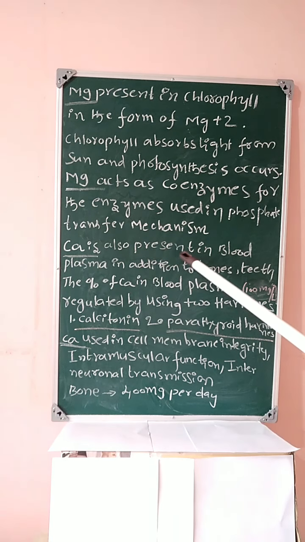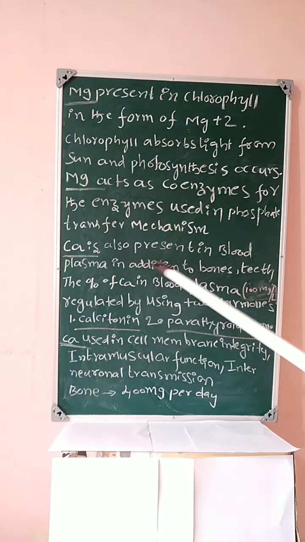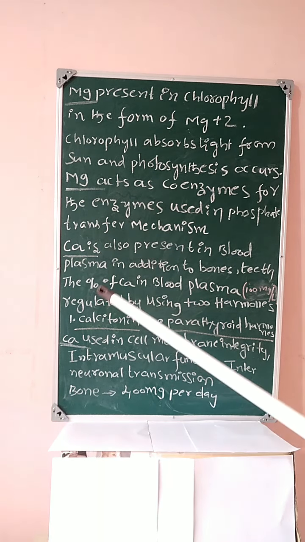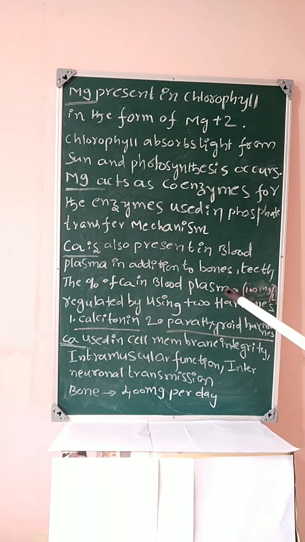Calcium is also present in blood plasma in addition to bones and teeth. We know that the majority of the calcium is present in bones and teeth. In addition to bones and teeth, calcium is also present in blood plasma. The concentration of calcium in the blood plasma is 100 milligram per liter. Remember the value, student. 100 milligrams per liter of calcium is present in blood plasma. That is, 1 liter of blood plasma contains 100 milligrams. A very small amount of calcium is present in blood plasma.